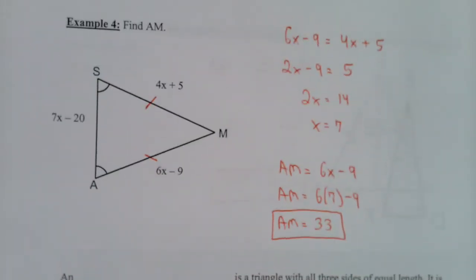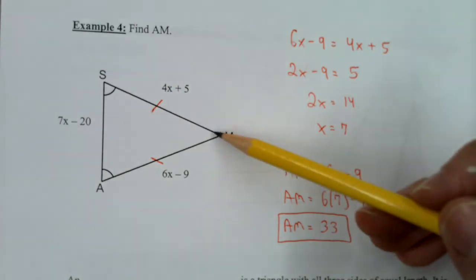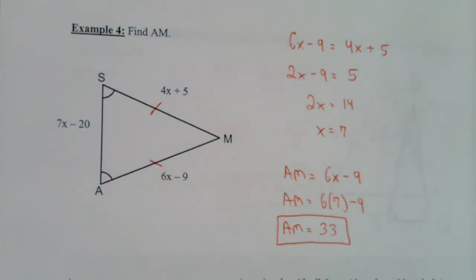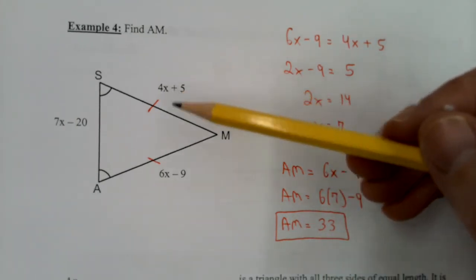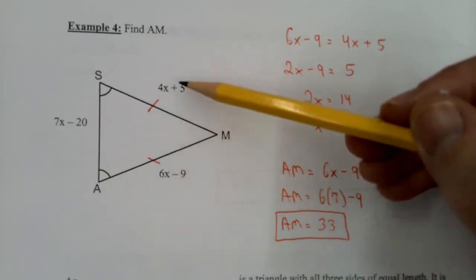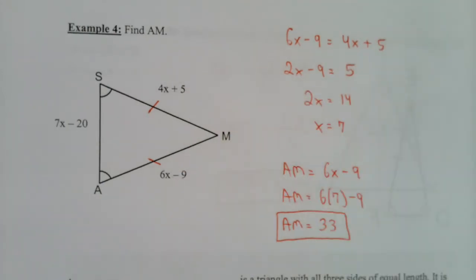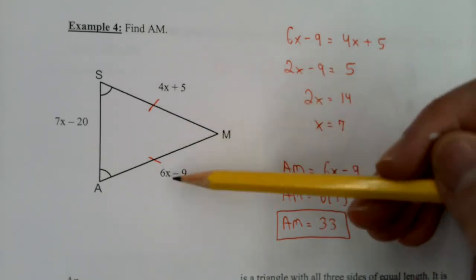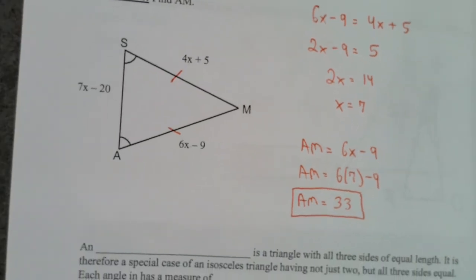If you want to double check, sorry, I was distracted right there. If you want to double check, you can find SM. It should be the same exact thing. 4 times x, 4 times 7 is 28. 28 plus 5 equals 33. So they both are the same number. They're both 33. So that means I'm pretty sure it's right if they both came to the same number. What are the chances of making a mistake and the mistake ends up working for both of them, so they end up the same? Very small. So I know I got it right.